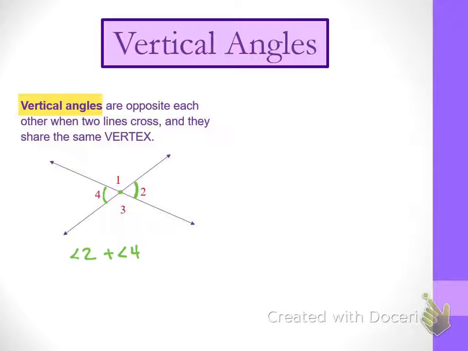They only touch by a vertex, which is where the vert comes from. Vertical angles share a vertex. So vertex, vert. All right, and then that means angle 1 is vertical with angle 3. Angle 1 and angle 3.